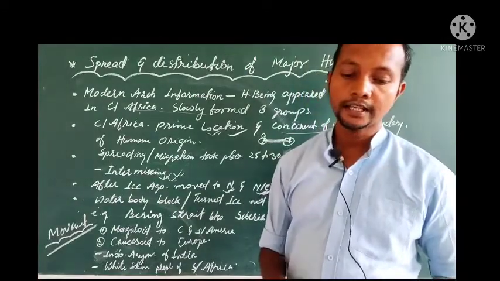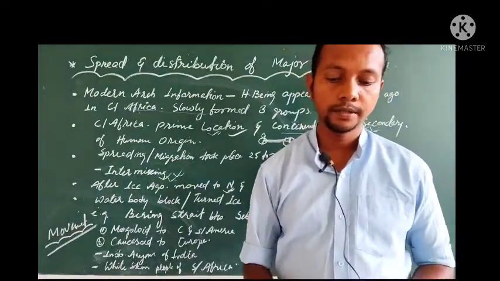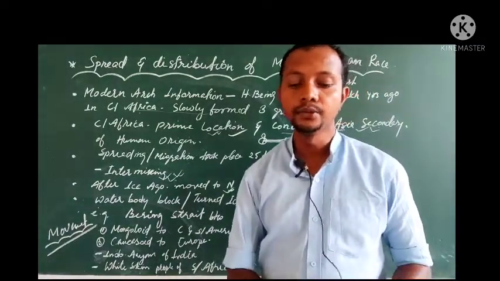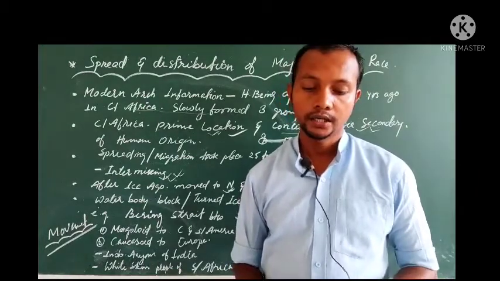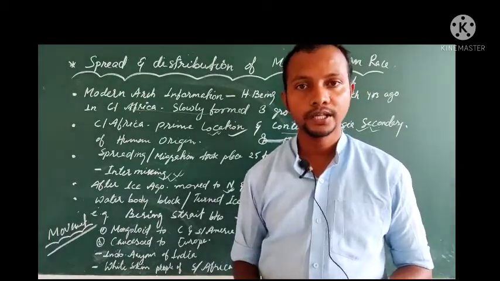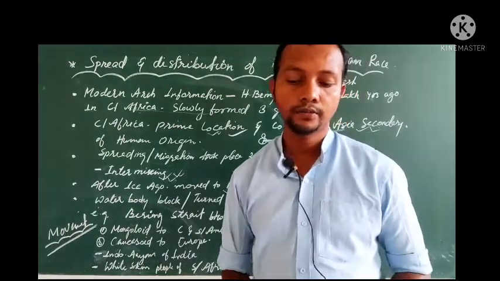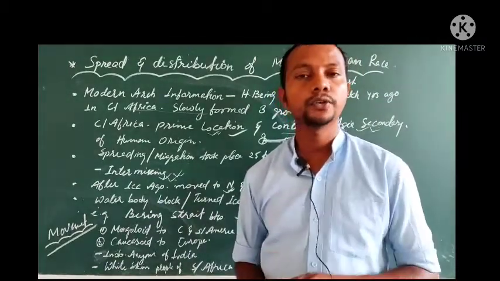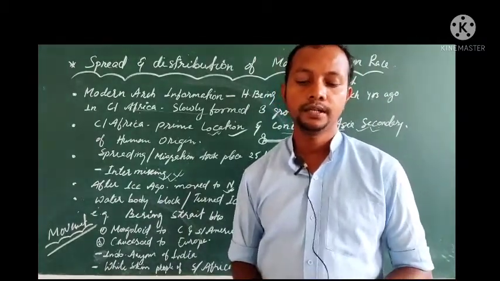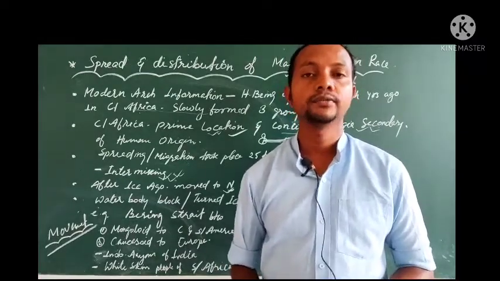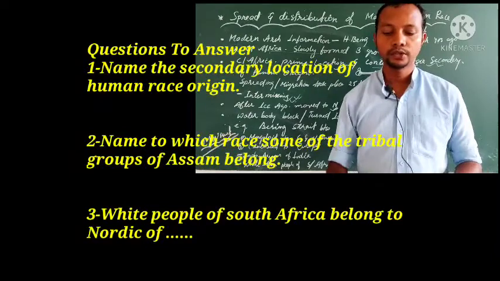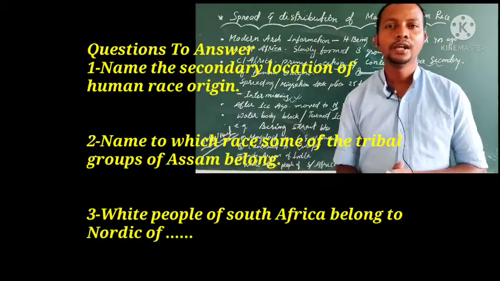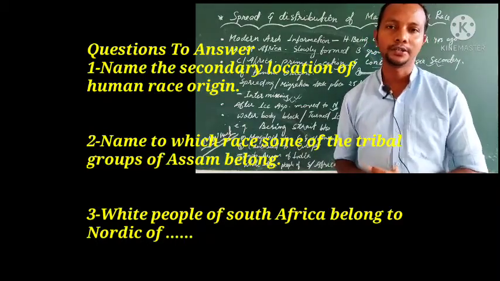Then the white-skinned people we see in South Africa, Australia and New Zealand belong to the Nordic group of Caucasoids, and they were from the west of Europe. Indo-Aryans were from the south of Europe, and the white-skinned people in these other places are from the west of Europe. So mostly this Caucasoid group of people are found in the world. That is why it is said that half of the world's population belongs to this particular group.